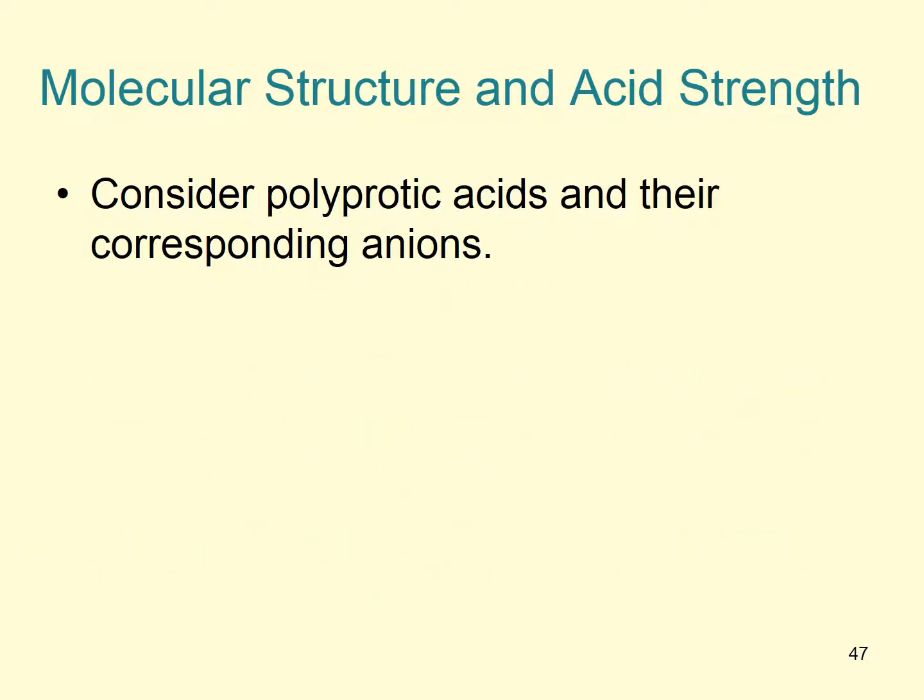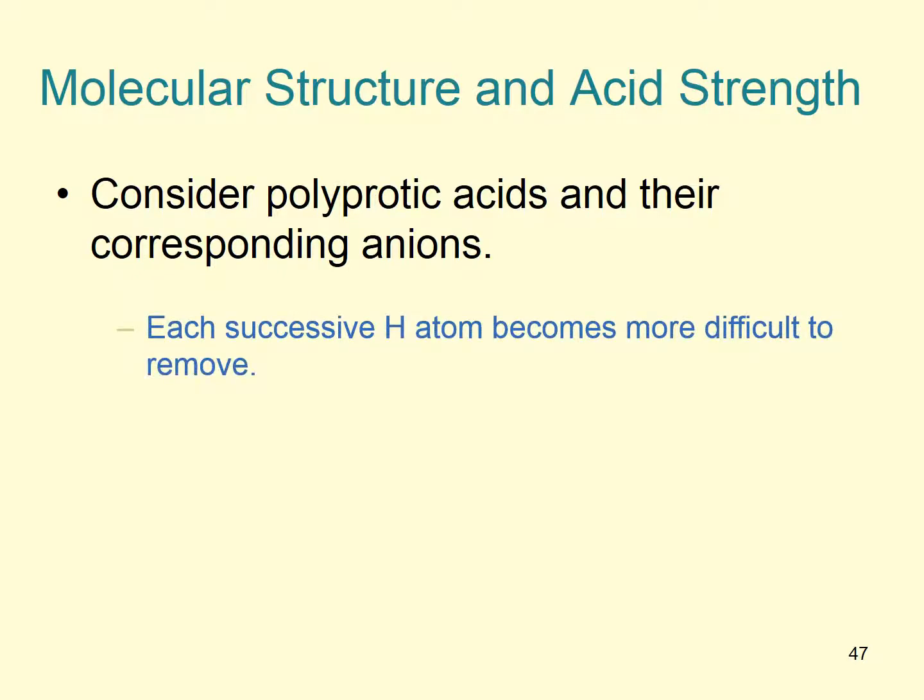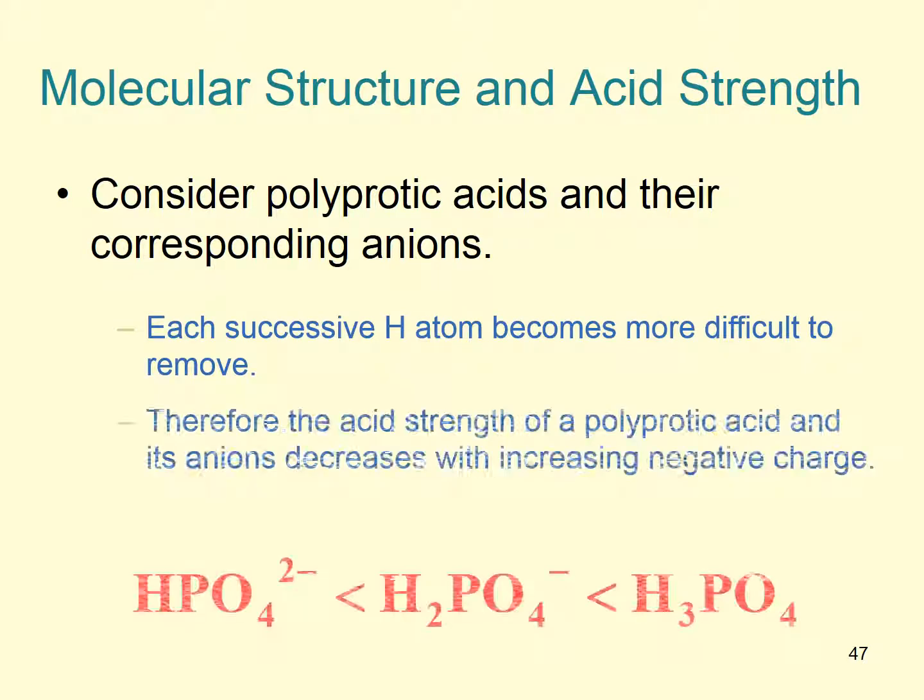And then finally, if we're comparing polyprotic acids, so acids that have more than one hydrogen, we can rank their acid strength by how many hydrogens they have. The more negative the acid is, the harder it is to remove an H, and so the less acidic it is. So for example, H3PO4 is much more acidic than H2PO4 negative. It's going to be much harder to remove that second hydrogen with the negative charge around. And then HPO4 negative 2 is an even weaker acid. So if you've got more than one H, the fewer H's you have, the less acidic it is.